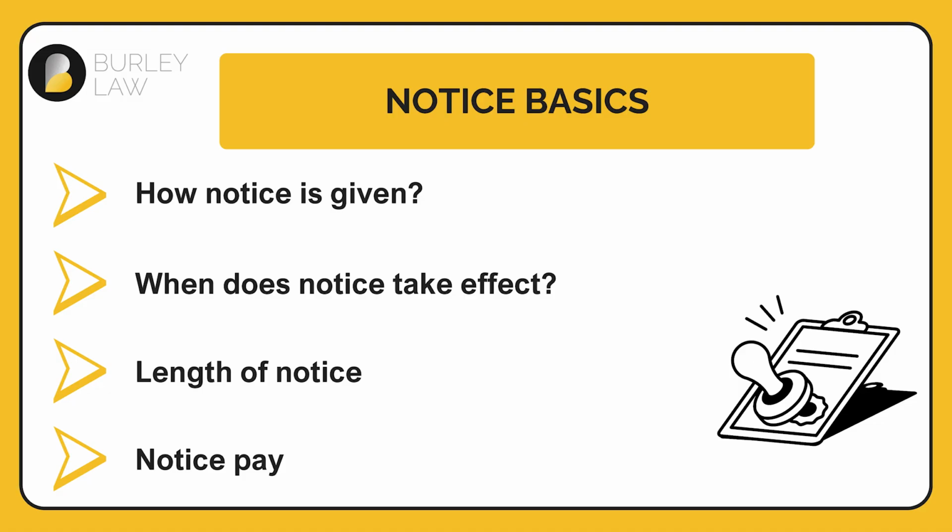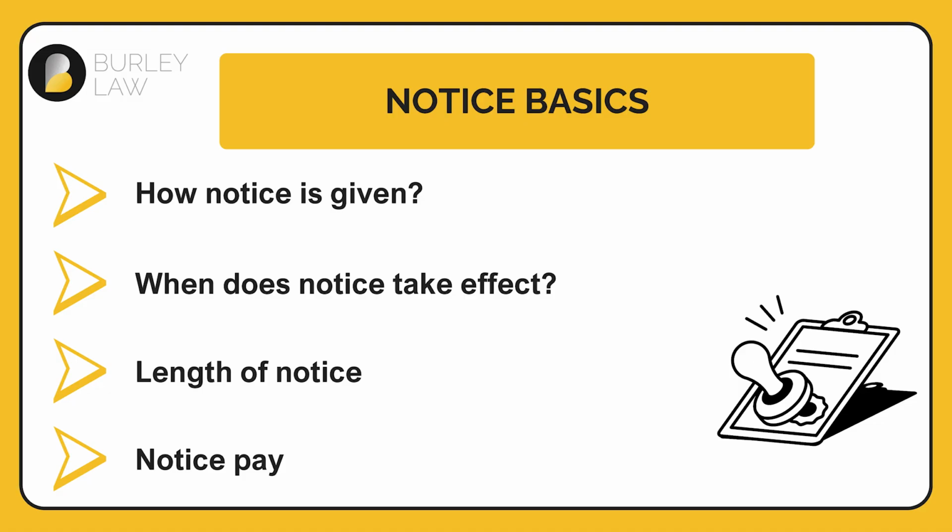When does notice take effect? Well, that will very much depend on the length of the notice period. I'll come on to that in a moment. But if somebody's contract specifies 1 month's notice and I give notice on today's date, which is the 13th of November, that notice period will end on the 13th of December. And so the notice, when notice is given, takes effect when it's communicated. So the giving of notice is on the day it's communicated.